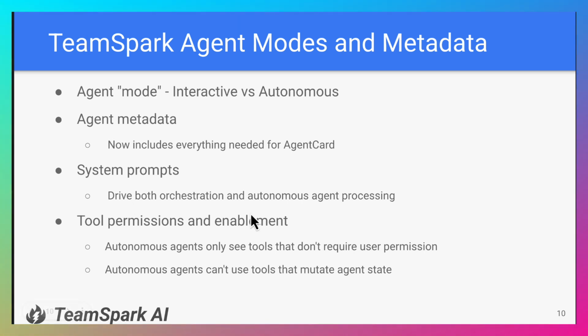So we had to use system prompts and do a little bit of prompt engineering to get all that to work properly, and I'll show you what that looks like. And we did some work around tool permissions and enablement. So autonomous agents only see tools that don't require user permission.